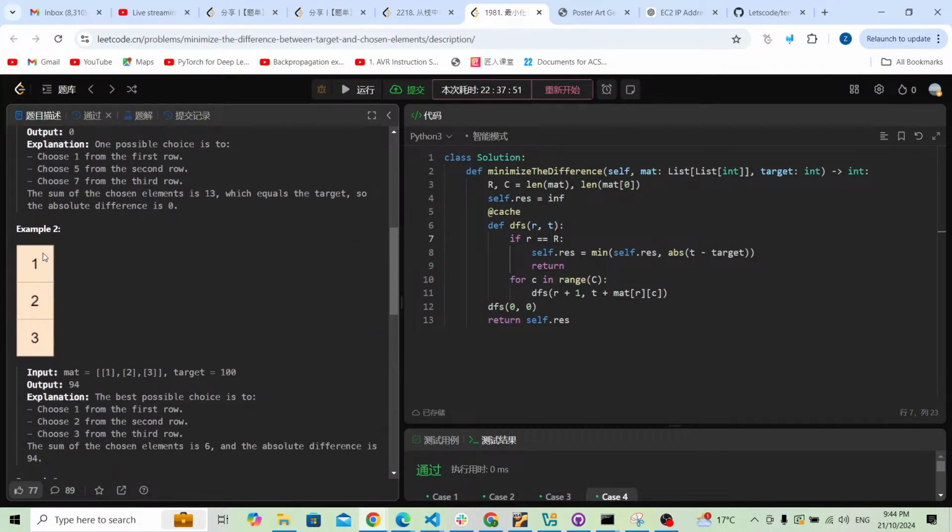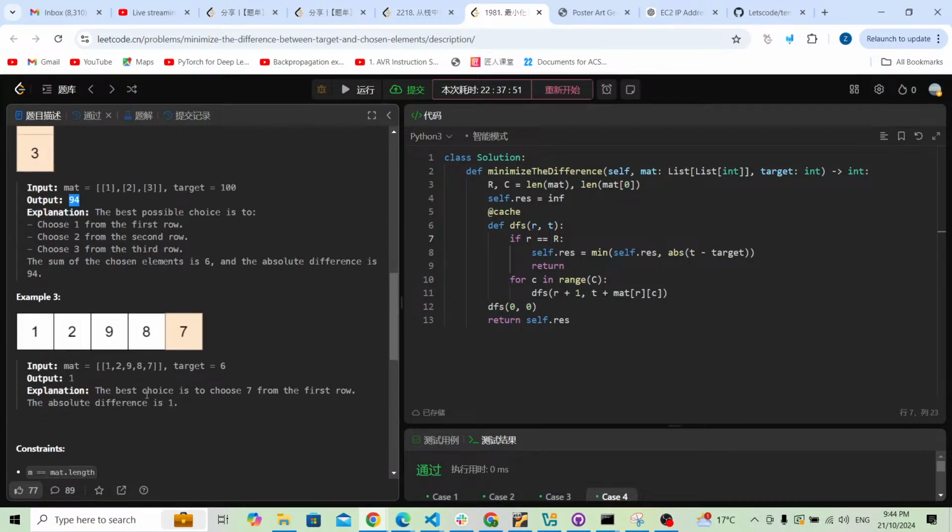And for the second one, 1 plus 2 plus 3 is going to be 6. And it must be 6 because at least we need to choose a number in each of the rows. So 100 minus 6 is going to be 94. So this is also okay.